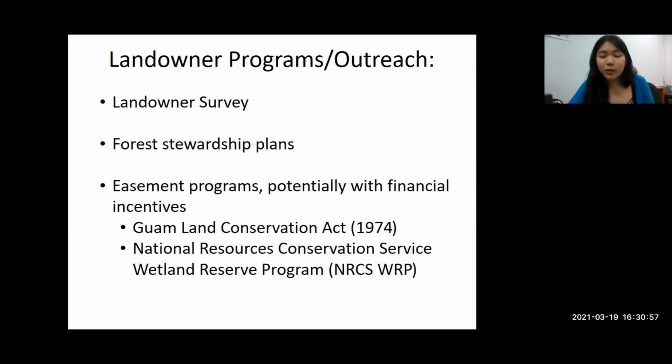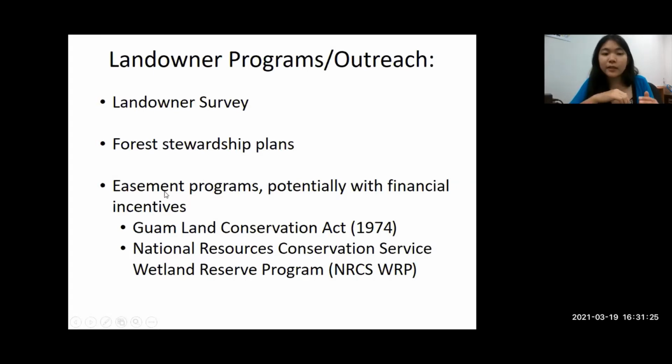And then for our landowners, we want to, first of all, just understand them, what they're thinking about in terms of their land, their relationship with their land, with the mangroves and vegetation on their property. Maybe we can make some mutual goals and create some stewardship plans together to make sure their property doesn't experience erosion and protect plants on them. And then there's also other easement programs we could potentially implement.